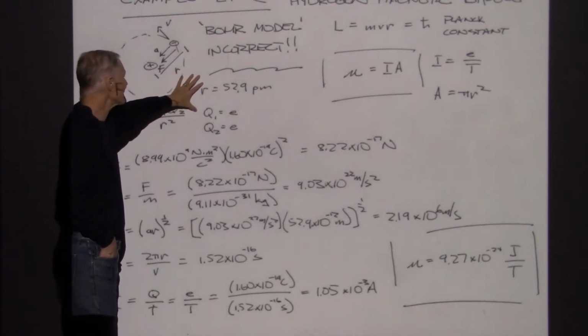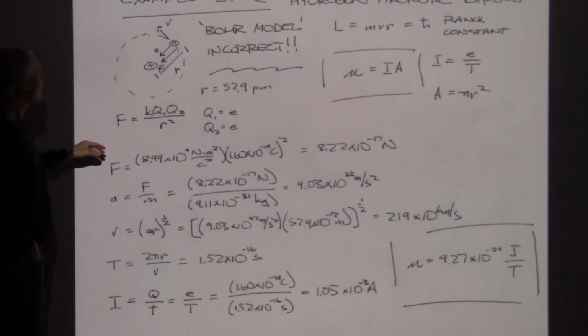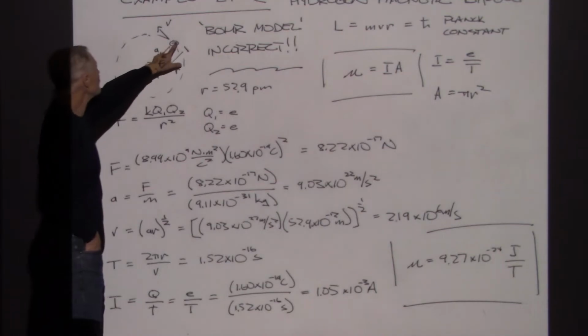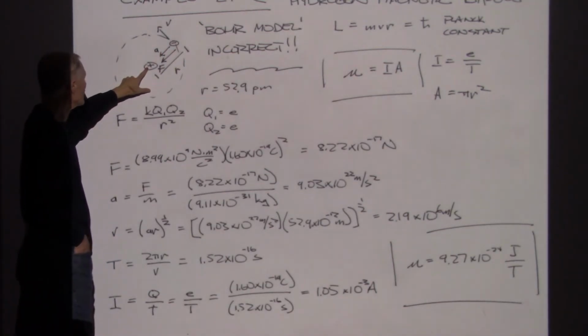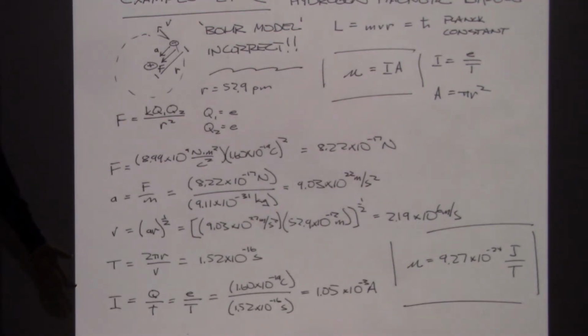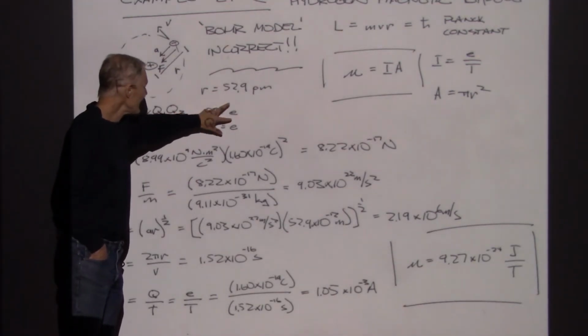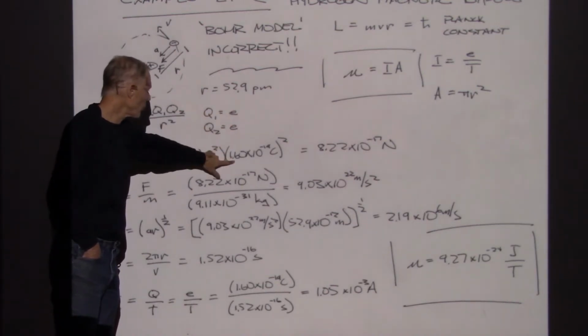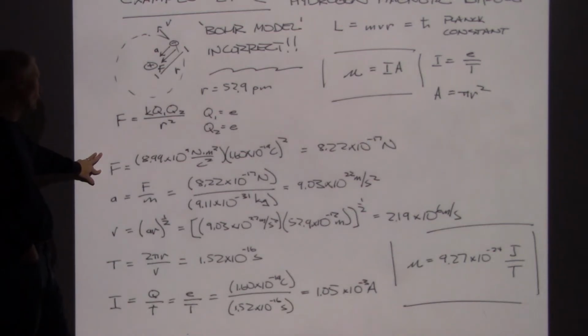So the model did predict correctly the size of atoms. Now, what Bohr said was, look, there's an attractive force between the electrons and the protons, given by kq1q2 over r squared. He read chapter 21, so he knew about this equation. The two charges are each a fundamental charge, 1.60 times 10 to the minus 19 coulombs. So you can calculate the force.